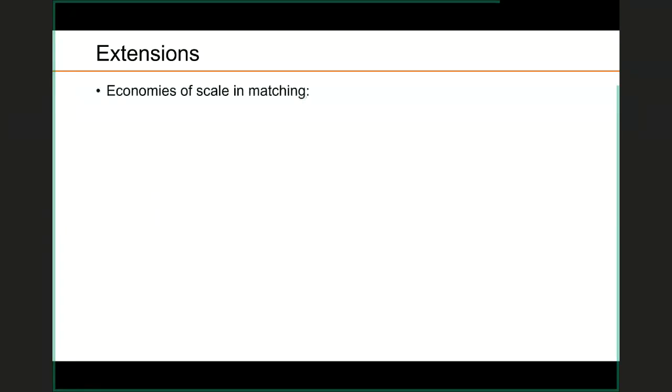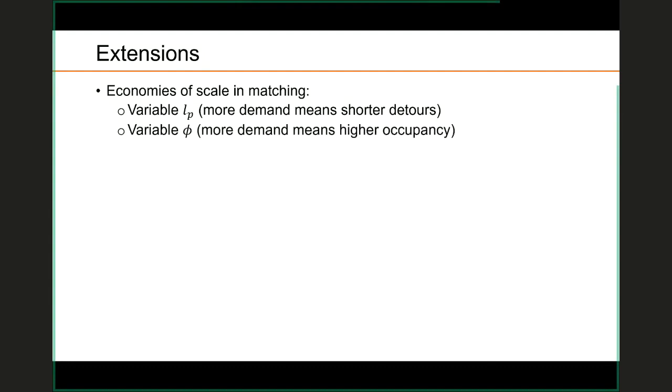Extensions: obviously the best one is probably economies of scale and matching. That's what my grad student at UIUC has been working on. The variable LP, so basically the more demand, the shorter the detours. Variable phi, so more demand would mean a higher occupancy. But neither of these is actually necessary for the result to arise. They just amplify it.